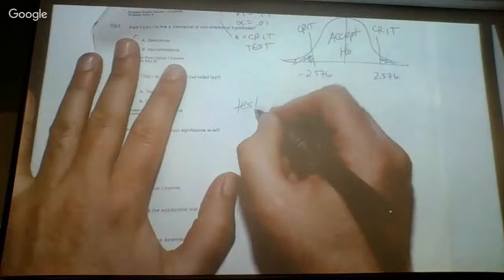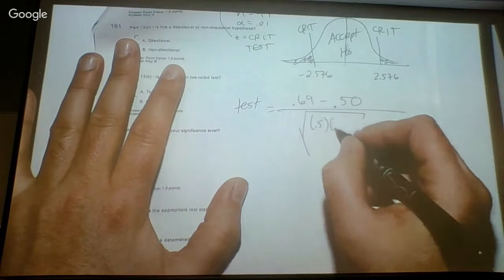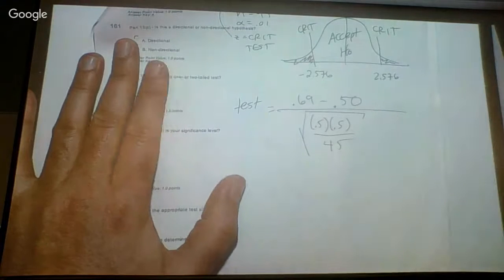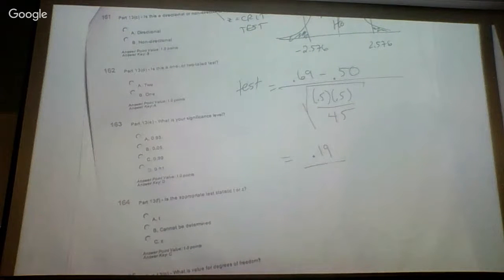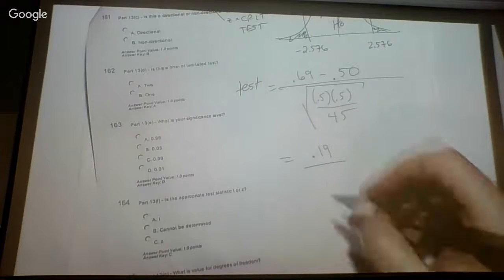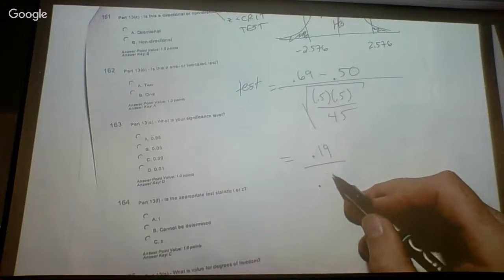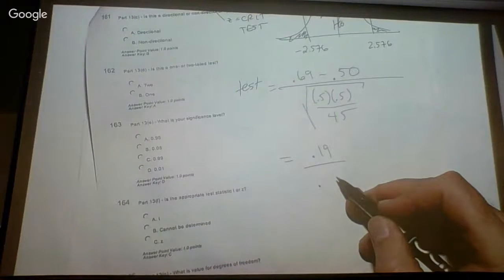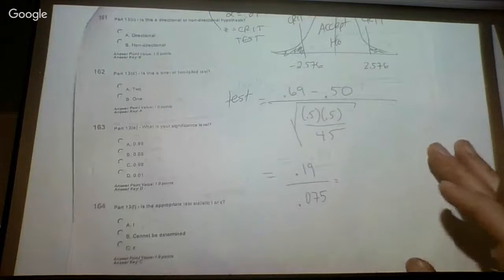Our test statistic: what we observed minus what we expect. Choose pi. 0.19 over, I don't know what the value of my standard error is. But you got the standard error? Yeah, CD, what do you got? 0.075. I got some 0.069s, I got some 0.075s. Reynolds, what do you got? Yeah, 0.0745. So it's about 0.075. You got a value a little bit smaller than that, so you want to double check that.